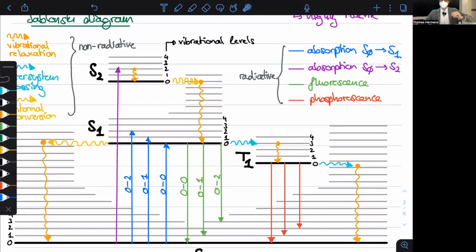And there can be different types. If you have two molecules that are in a triplet state, they can actually transfer their energy, and it's called triplet state annihilation. It's not that important, but you get two triplet states, one goes to S1, and the other one goes to S0. And then you can actually get fluorescence from S1.